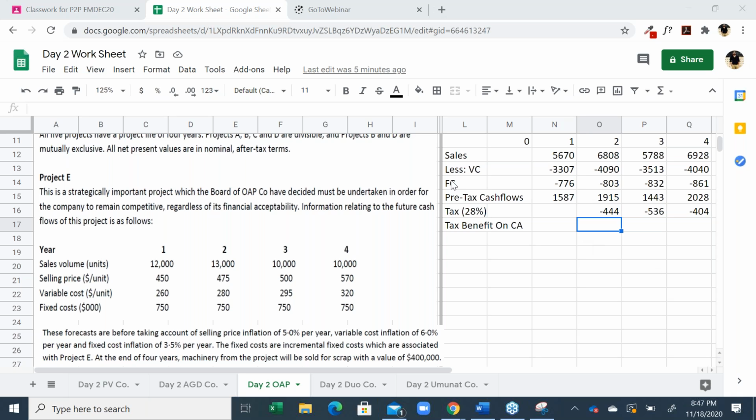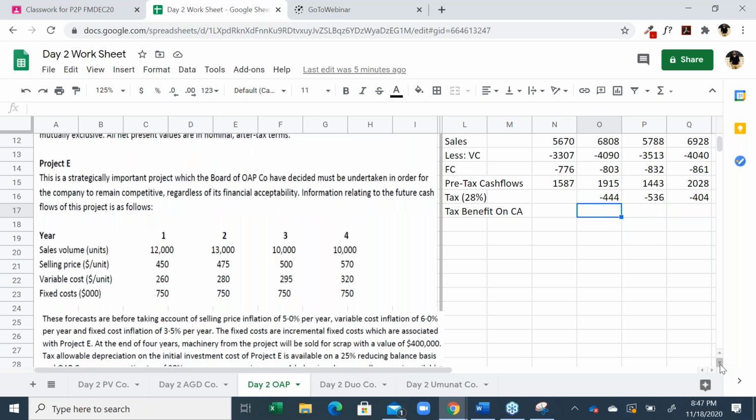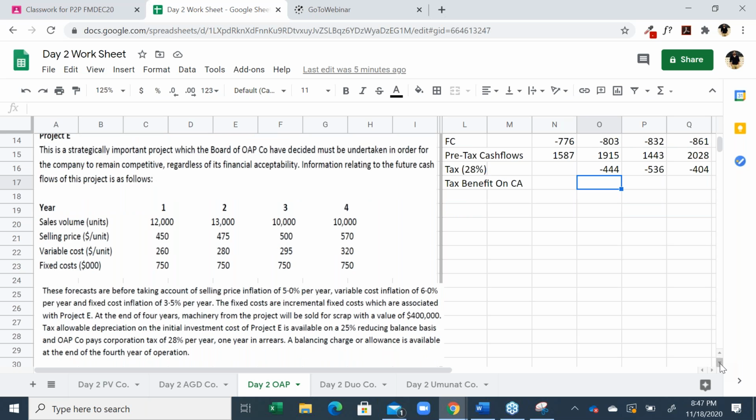Okay, now let me calculate it using a shortcut. I'll just show you how to calculate in the shortest way. What's the cost of the asset? It's 5 million, right? And the allowable depreciation for tax purpose is 25% on reducing balance basis. So just look at the shortcut now. Since the tax will be in arrears, we should start showing the benefit from year 2 onwards.